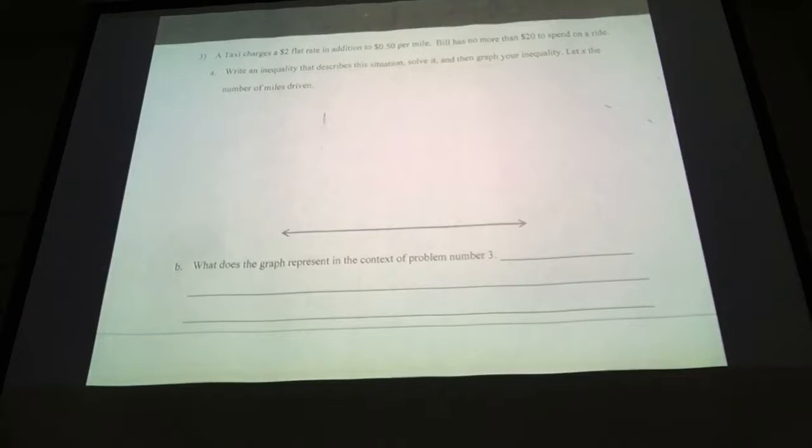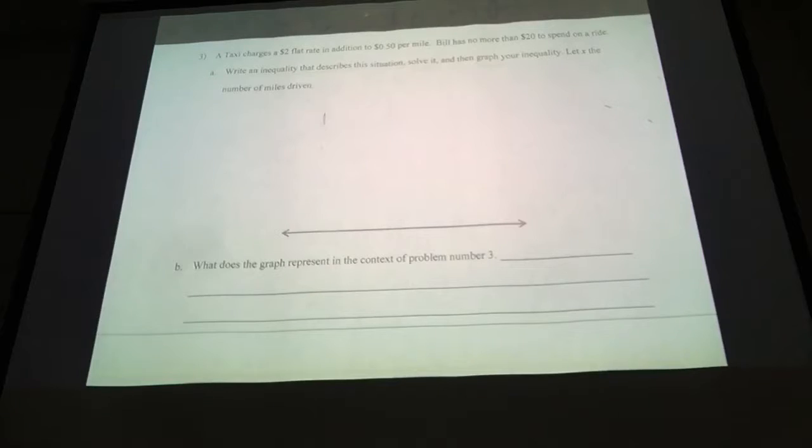All right, guys, so we're going to start number 3 together. All right, let me go ahead and read this for you. So it says a taxi cab charges $2 for the flat rate, just to sit in the taxi cab, and then an additional 50 cents per mile. Bill has no more than $20 to spend on a ride. Write an inequality that describes the situation. You need to solve it and graph it.